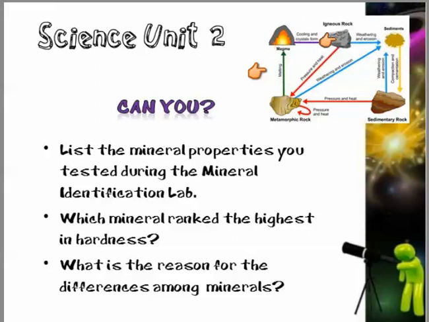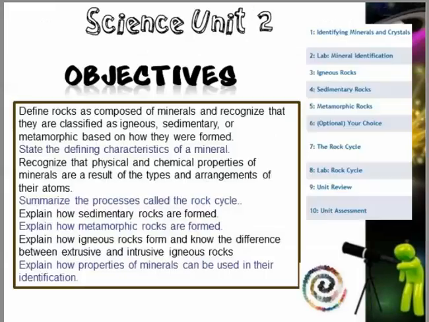So you can see that in order for an igneous rock to turn into a sedimentary rock, it has to be weathered and eroded into sediments, and then those sediments have to compact and be cemented together to form your sedimentary rock. So again, this rock cycle diagram will really help you with a lot of the questions on that unit assessment.